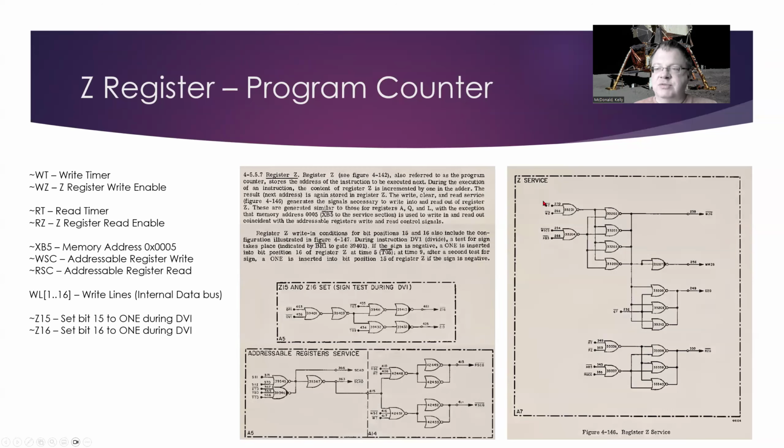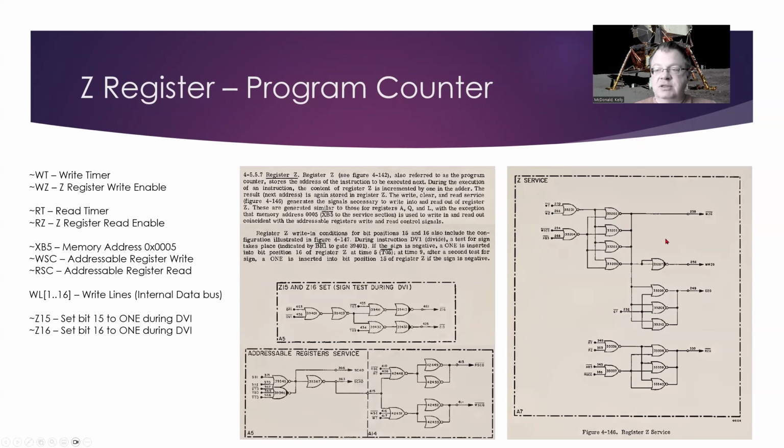It can be accessed through this mechanism here. So we've got a write timer. This is the WT signal. And you notice that there's a little bar above it because all of the control signals within the Apollo guidance computer are negative logic. So that means a 1 means no signal, so no write timer or no write Z signal, and a 0 actually asserts. That means that if we have a 0 on the WZ signal, we're actually asserting that we need to write into the Z register. So as you're going through the design, it takes a little bit to get your head wrapped around, because again, it is negative logic as opposed to positive logic.